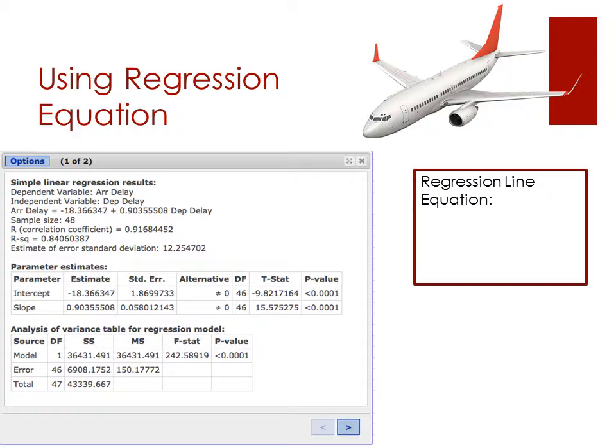As we look here, we can see that we're given our y-intercept and our slope. So pause the video here for a moment and write out this equation for yourself, and then turn the video back on and we'll check it together. You should have gotten negative 18.4 plus 0.903 times x. Okay, so that's what we're looking at there.